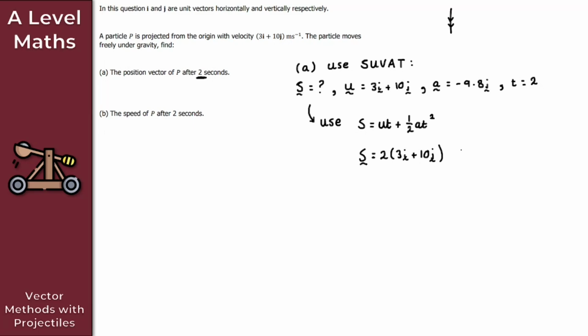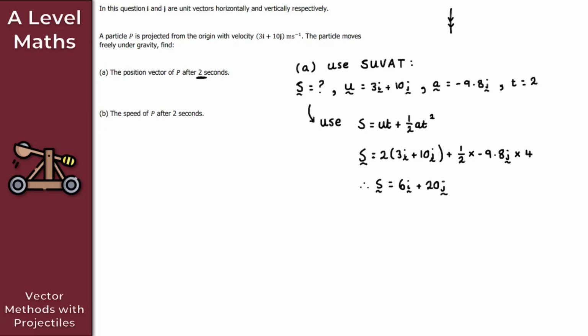So that's ut. We then have a half at squared: a half times a, which is minus 9.8j, times t squared. With t equal to 2, we multiply by 2 squared, which is 4. Let's simplify. What do we get? s is equal to 6i plus 20j, and then minus the gravity term.